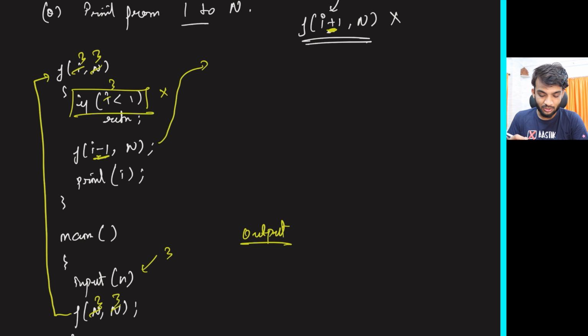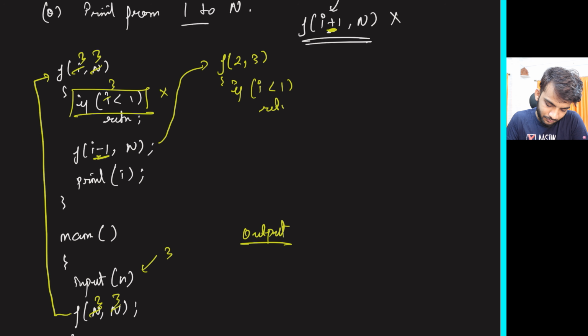Remember this. The print line will not be executed. The function call will go. Perfect. Let's call the function call, and I'm saying I minus 1. That's 2 comma 3. And again, let's write if I is lesser than 1, then return. And let's write f of I minus 1 comma n. And then let's write the print of I and then this.